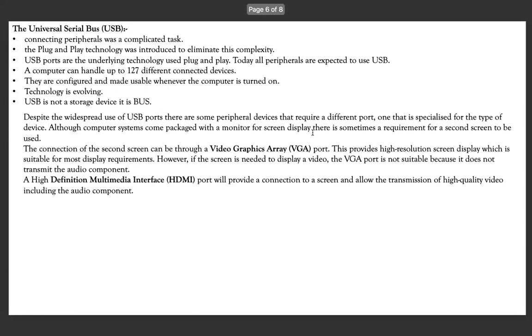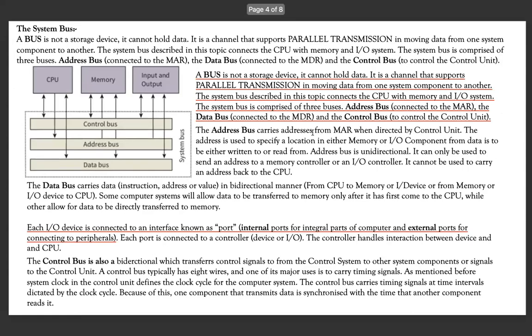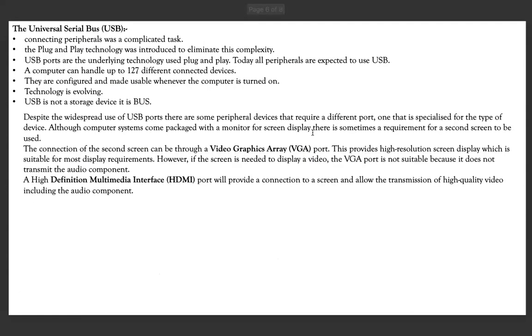Now let's look at the universal serial bus. As mentioned before, the buses, the system bus, are parallel cables. So they use parallel data transmission. What parallel data transmission means is that multiple bits are simultaneously transmitted over multiple channels. Parallel data transmission has its own flaws, as we've seen before, in that it causes data skewing over long distances, and so on and so forth.